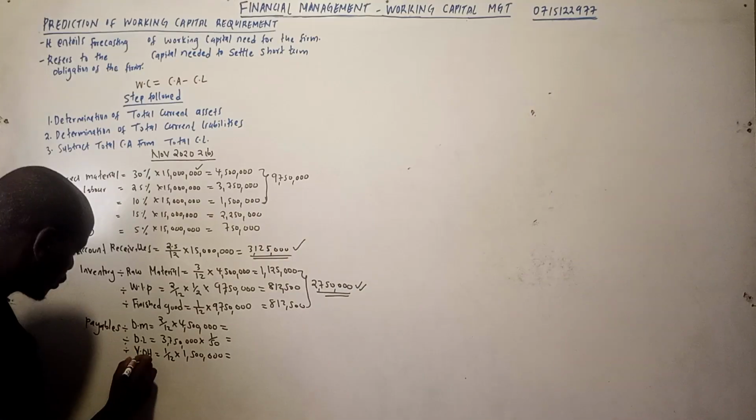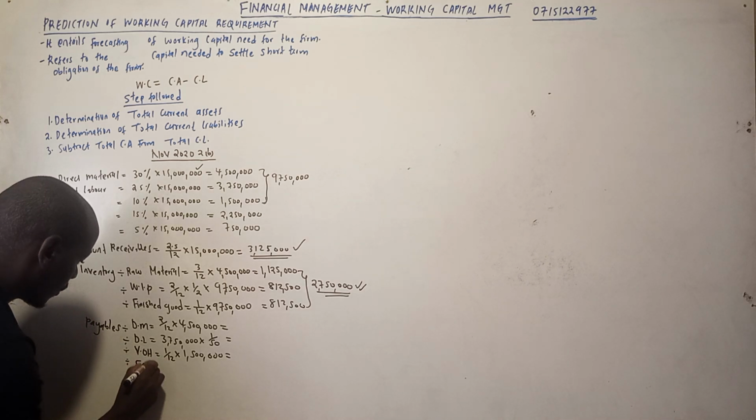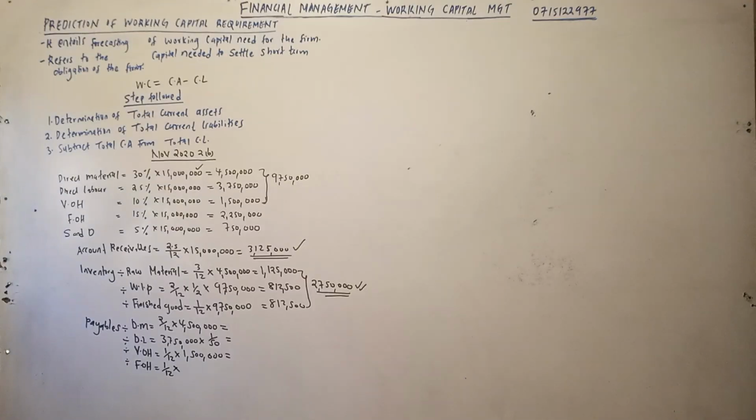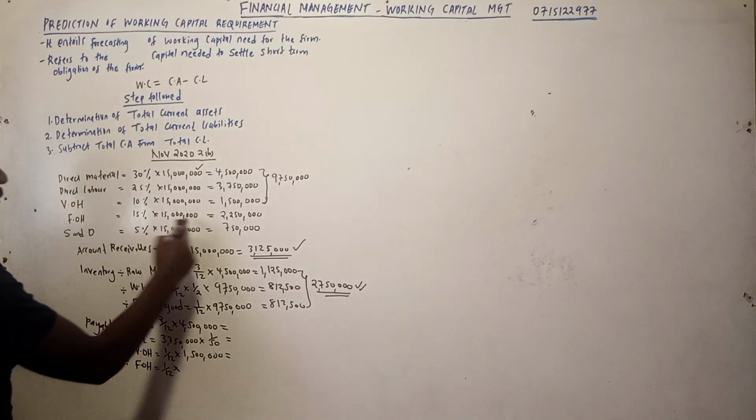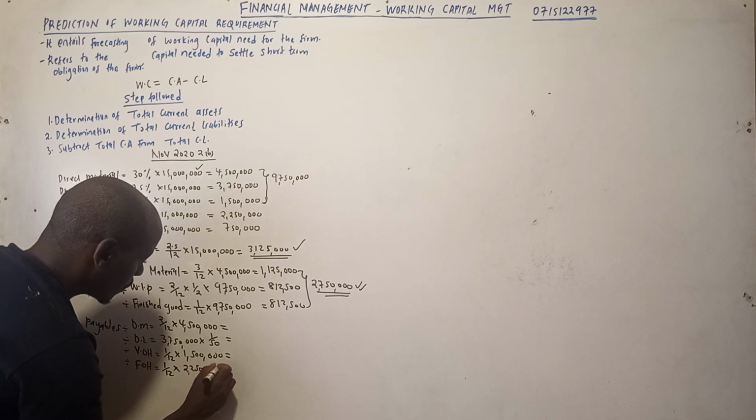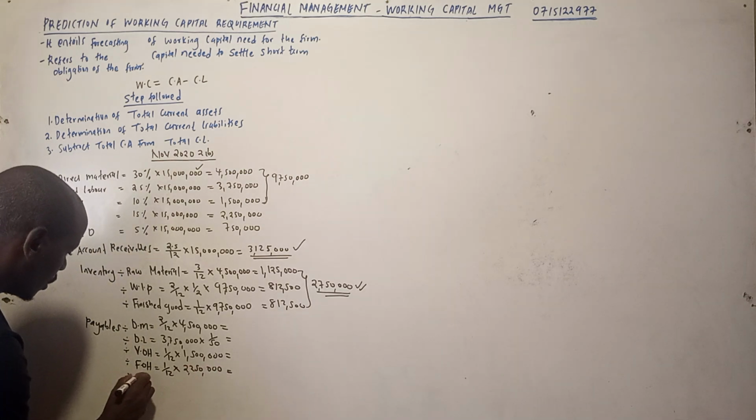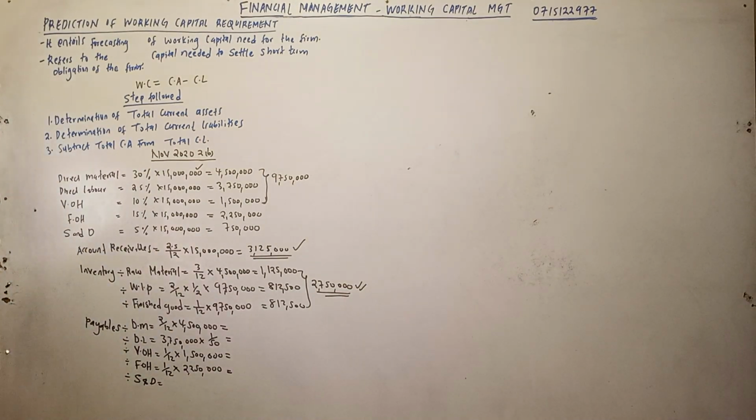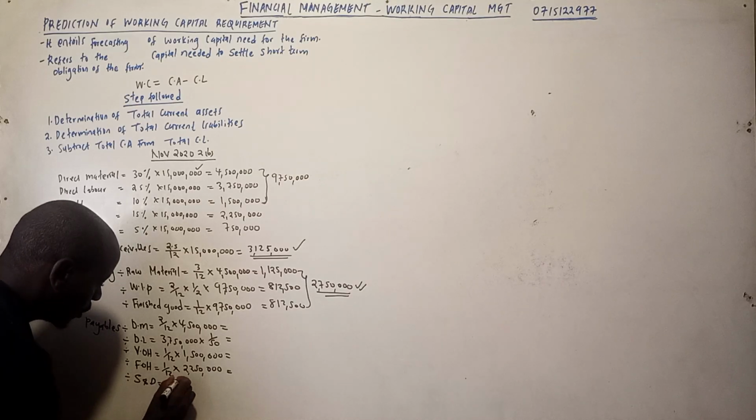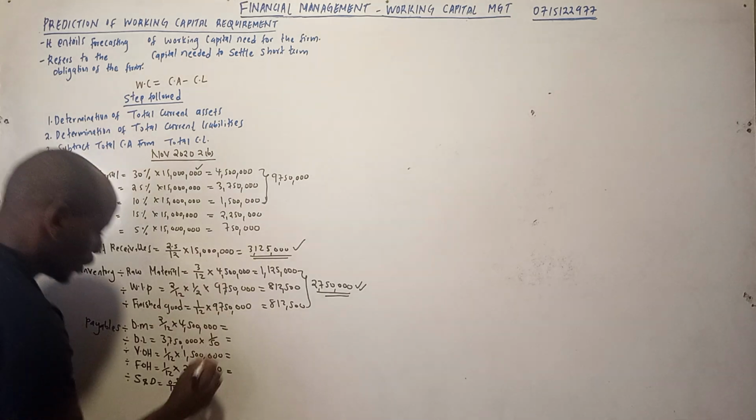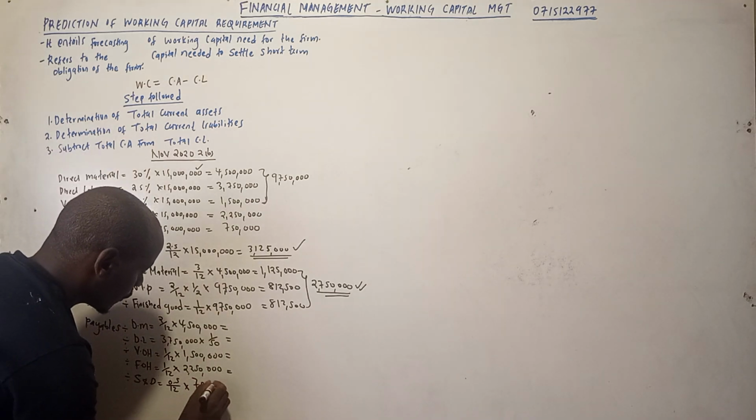We go from variable overhead to fixed overhead, 1 month also. So he has told us it is 1 month. Our fixed is 2250,000. Then the last is selling and distribution. Selling and distribution half a month, so 0.5/12. Half a month, 750,000.